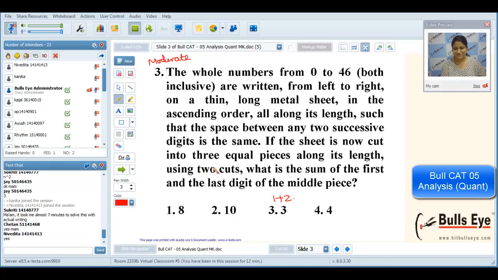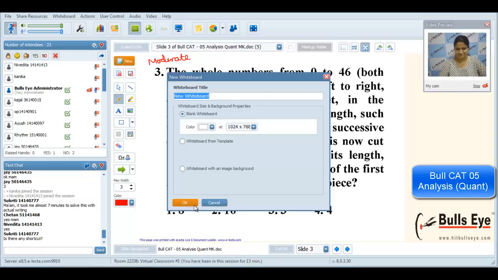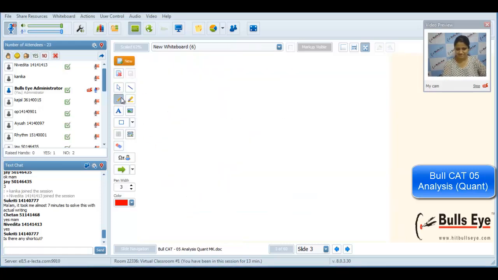Sukriti, hats off to you if you have solved the question by actual writing. Yes, Sukriti, of course there is a shortcut. See, what is the thing? We are writing all the numbers from 0 to 46: 0, 1, 2, 3, so on up to 46. First of all, how many digits are we using? 0 to 9, there are 10 digits.